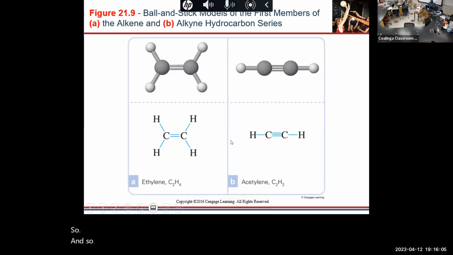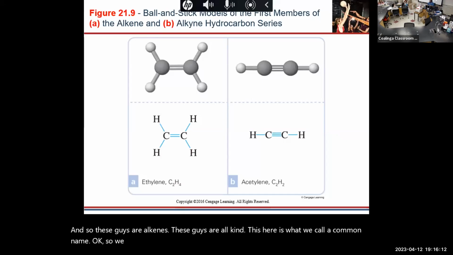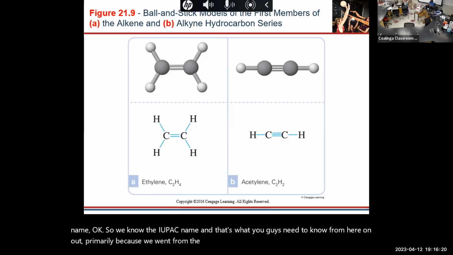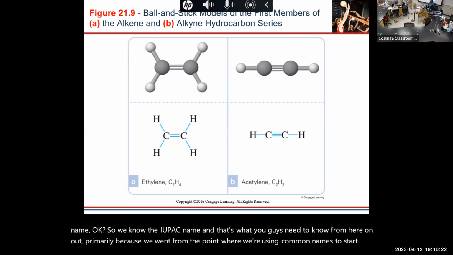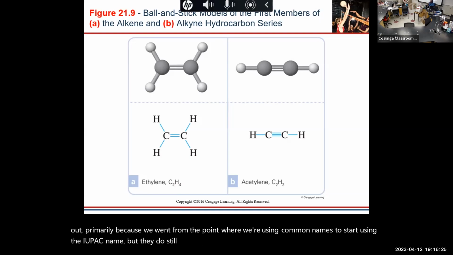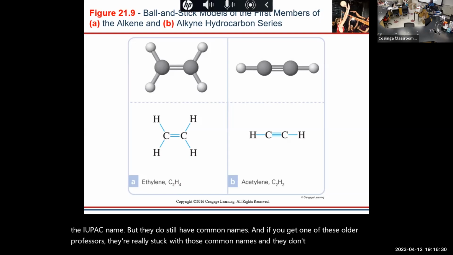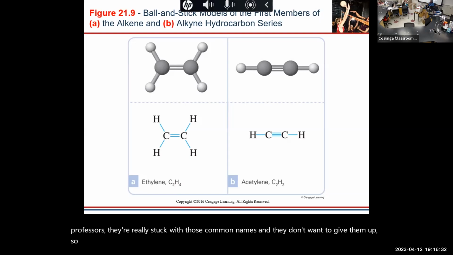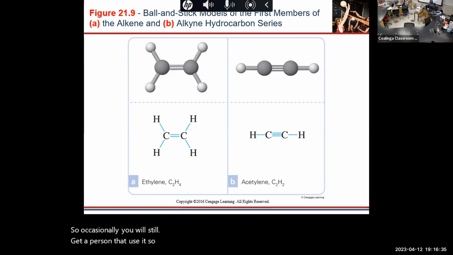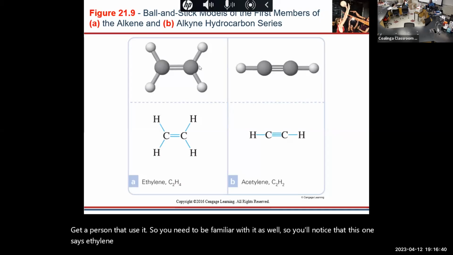these guys are alkenes, these guys are alkynes. This here is what we call a common name. Okay, so we know the IUPAC. And that's what you guys need to know from here on out, primarily because we went from the point where we're using common names to start using the IUPAC. But they do still have common names. If you get one of these older professors, they're really stuck with those common names. They don't want to give them up. So occasionally you will still get a person that uses it. So you need to be familiar with it as well. So you'll notice that this one says ethylene, right? And so we know what the IUPAC name for these are.